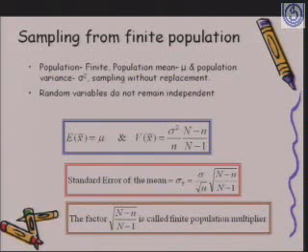Population mean and population variance are given in the same manner as in the infinite population, and sampling is done without replacement. Without replacement means if you take an object in the sample, next time you are not going to take that particular object. That means an object once taken in the sample cannot come into the sample again. So the finite population multiplier is the only difference between the infinite population and the finite population.